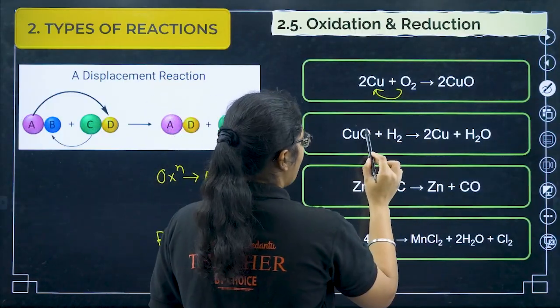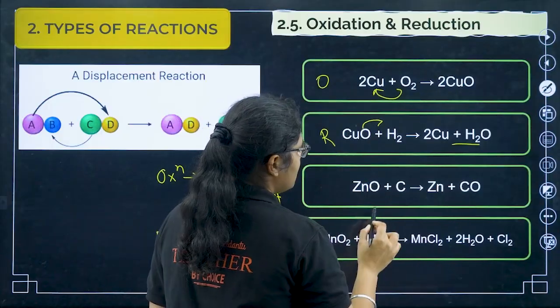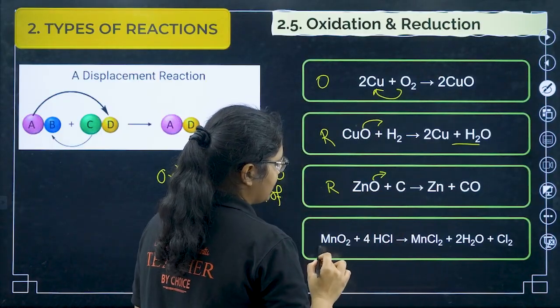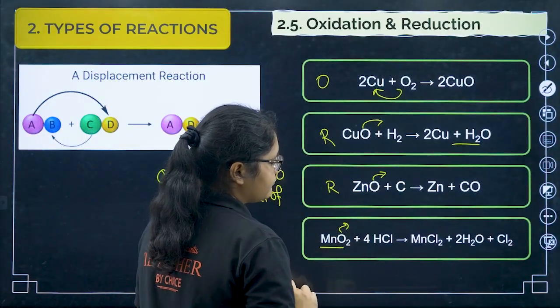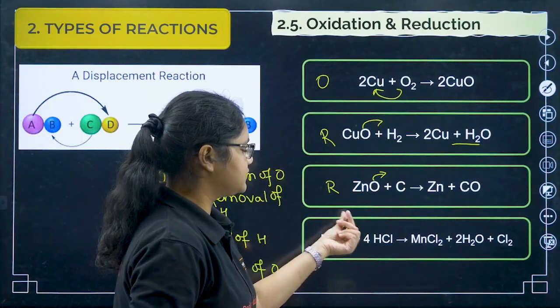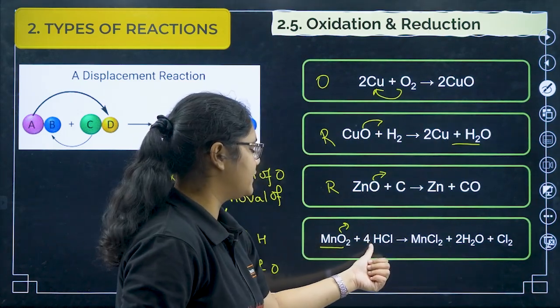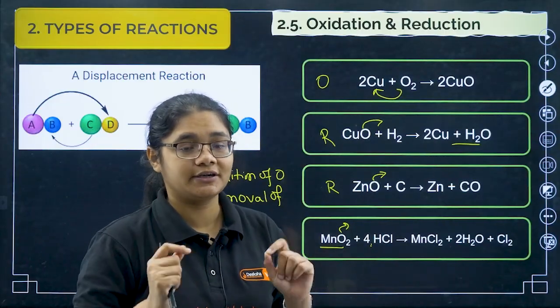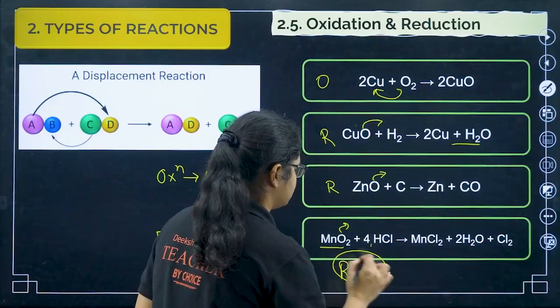Here if you see, oxygen is removed, so it is a reduction reaction. Oxidation, reduction. Here what is happening? Oxygen is removed, so it is a reduction reaction. And here also oxygen is removed, and for water the oxygen is added, right? Oxygen is added here, removed here. So a reaction where both oxidation and reduction take place is called a redox reaction.